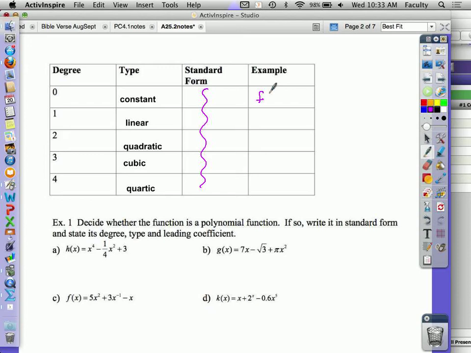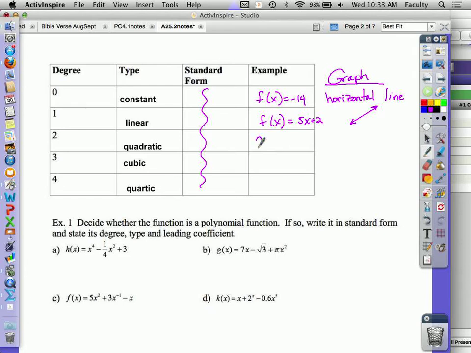A constant would be like f of x equals negative 14. The graph is a horizontal line. If you have degree 0, that's just like y equals 4, y equals negative 2. It's a horizontal line, it's degree 0. Linear, you've spent a lot of time in Algebra 1 with lines. This could be like f of x equals 5x plus 2, mx plus b, and it's a slanted, or what we refer to as an oblique, line.